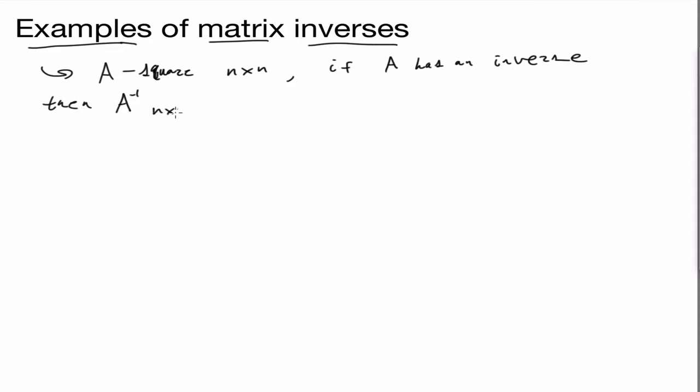Remember, A is some matrix and it's a square matrix, so it's n by n. The question is, does it have an inverse or not? The idea is that if A has an inverse, then A inverse is also an n by n matrix, and A inverse times A is equal to I, the identity matrix.